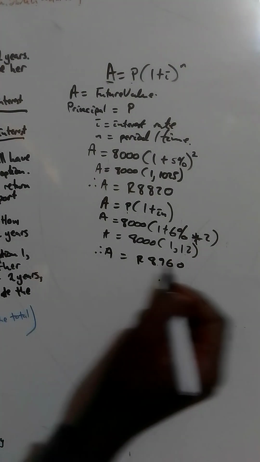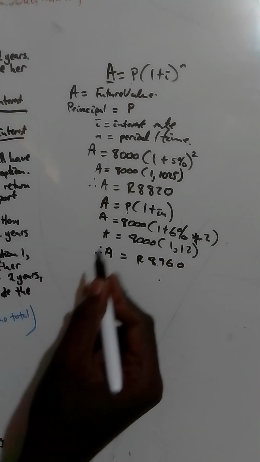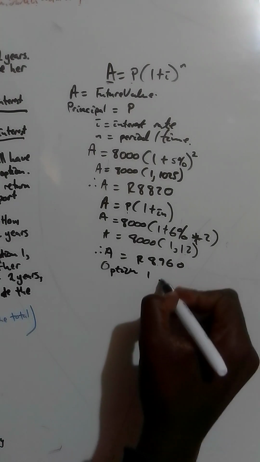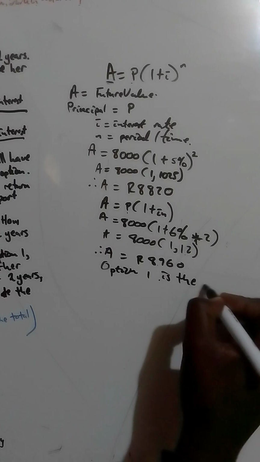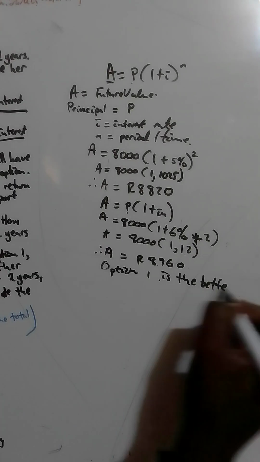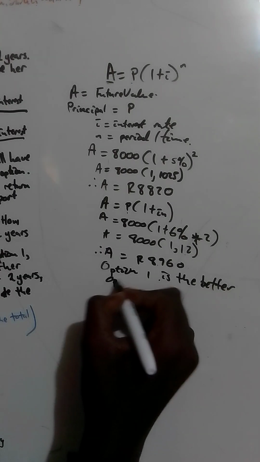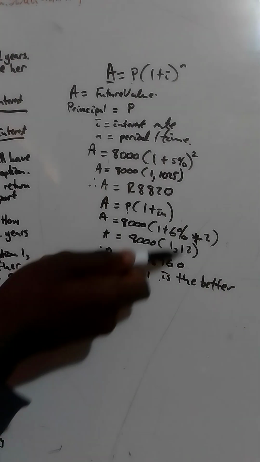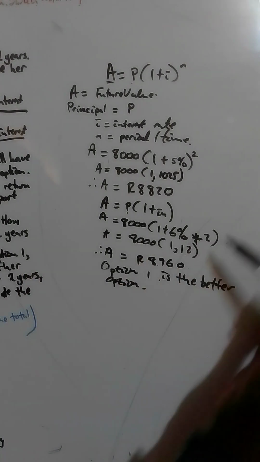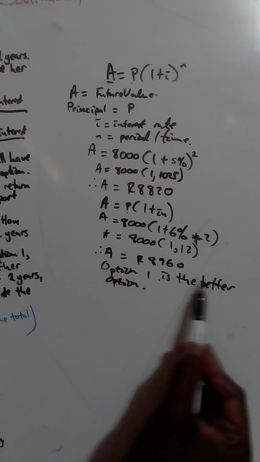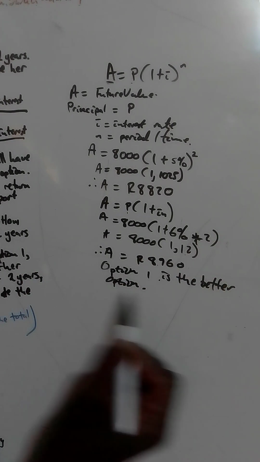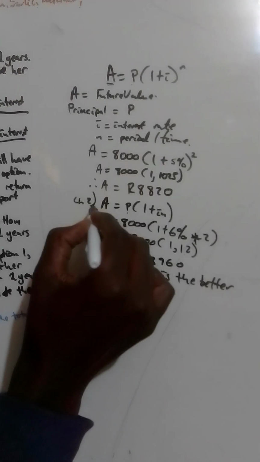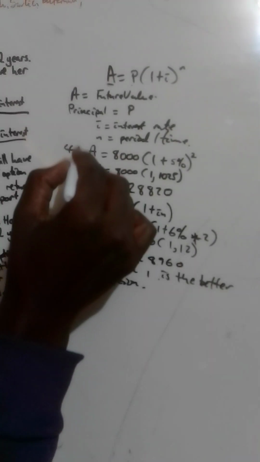So 8,960, I say that option 1 is the better option. And then from there I say full stop. So they wanted me to talk about the calculations. I've shown them the calculations and they wanted me to choose. So hence I wrote this statement. And we are done. This was question 4.2 and this is 4.1.